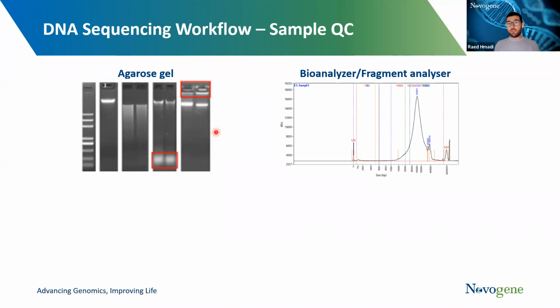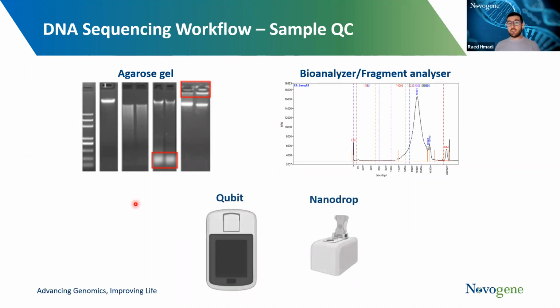In addition to the agarose gel, we can also generate a Bioanalyzer or Fragment Analyzer profile. And our aim here is to see a very clean and sharp peak of high molecular weight DNA without any DNA degradation. In addition to the quality of the DNA, it is also important to have enough DNA that we can use for library preparation. For exact quantification of the DNA, we can use different instruments such as the Qubit and the NanoDrop.